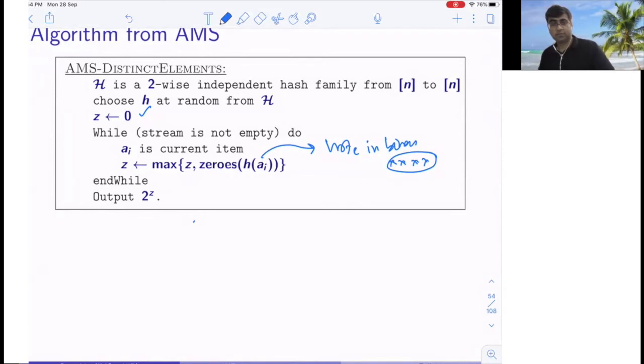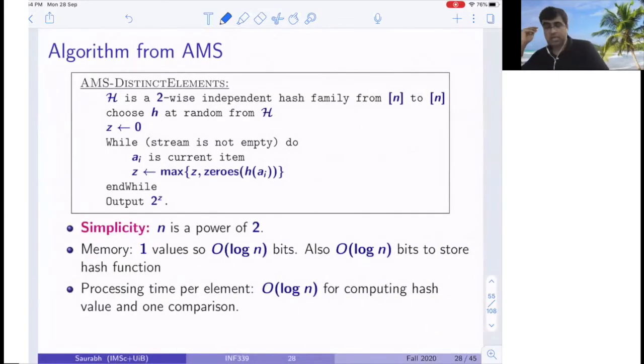Okay? So look, there are 2 parts. One is, do we understand the algorithm? And second, do we understand its analysis? Firstly, for simplicity, we'll assume n is a power of 2. Memory is like one value, we are just remembering z, so order log n bits. Also order log n bits to store the hash function, and processing per item, all you are doing is comparing hash values, one comparison. So it is also some order log n. So this is very clear: the algorithm takes just order log n bits to estimate the number of distinct elements. Okay.